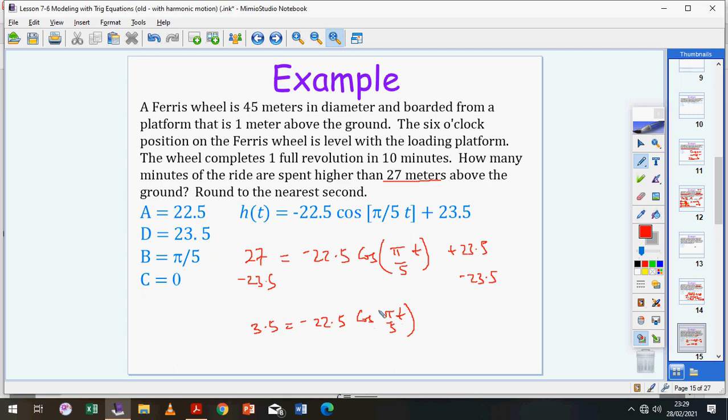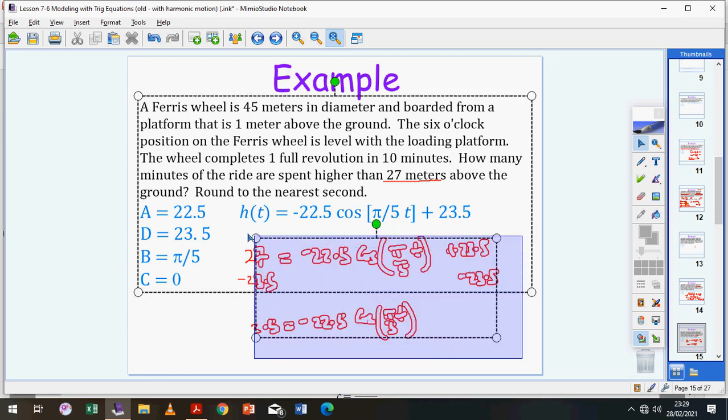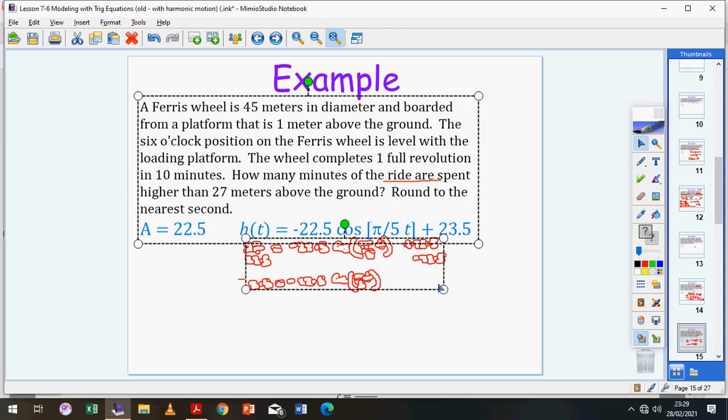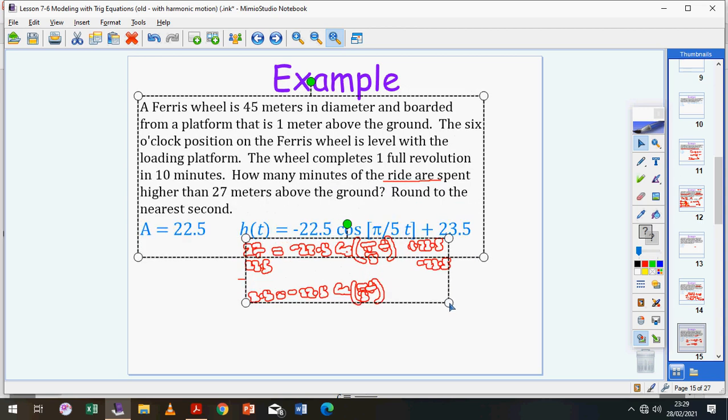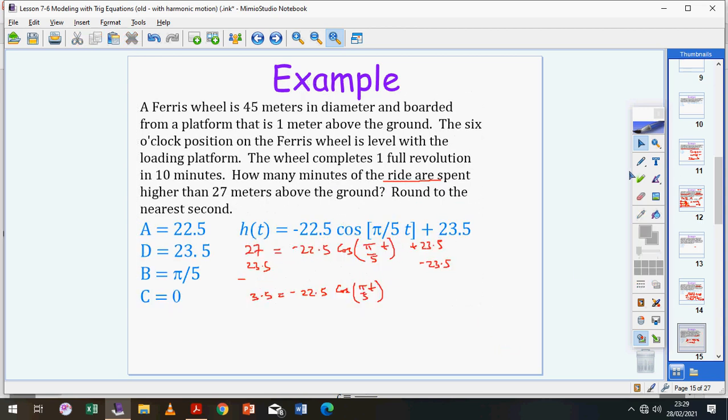So solving for this, I have 3.5 divided by 22.5 is equal to cosine pi over 5t. Now I can use a calculator to figure out what t is, and when I find t, I need to divide it by pi over 5 so that I find the values of the time.